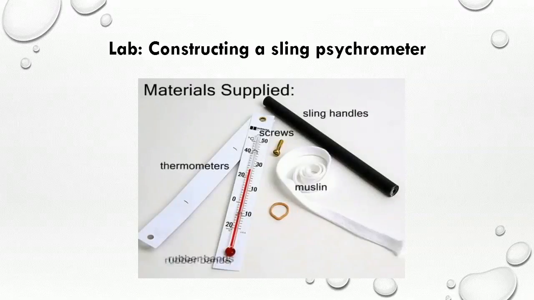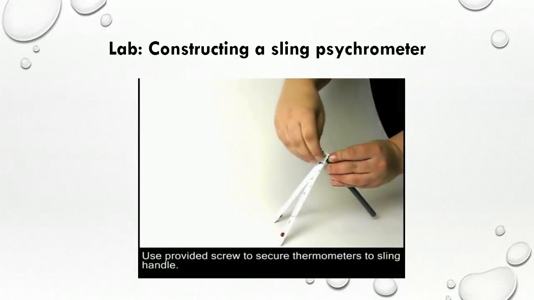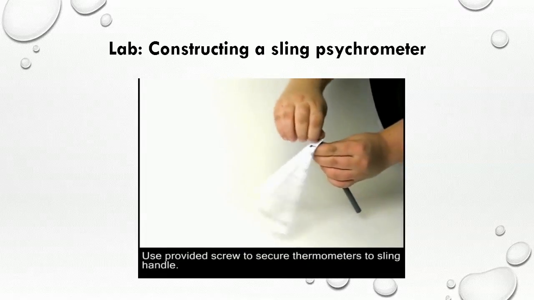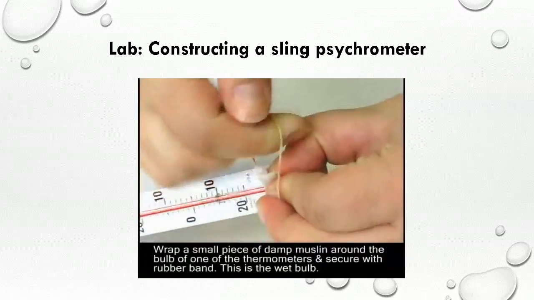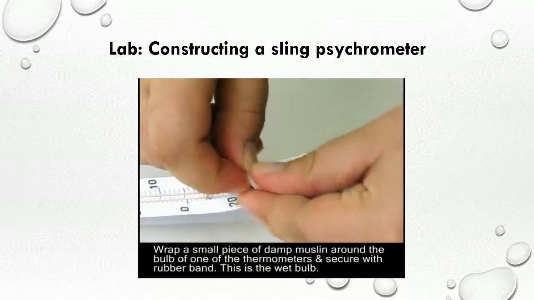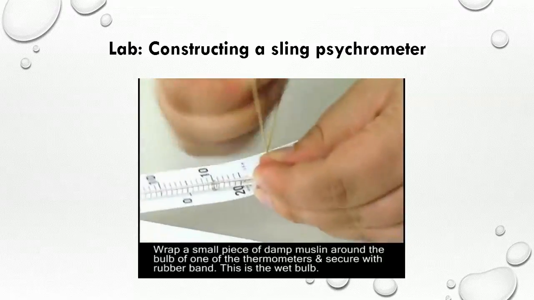To take temperature readings, wet the gauze on the wet bulb thermometer and start spinning. Check and record the temperature of both thermometers in 30-second intervals until you observe little to no change in temperature. This could take anywhere from 1 to 5 minutes. You may now pause the video here to perform the lab.